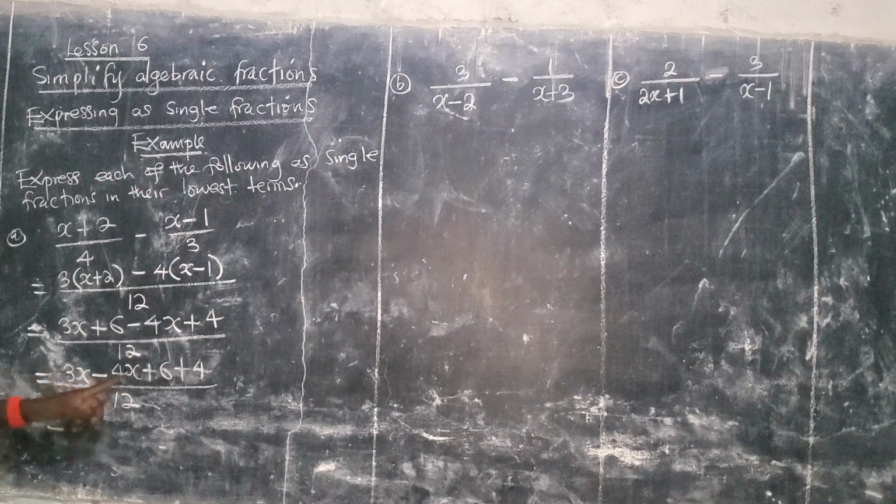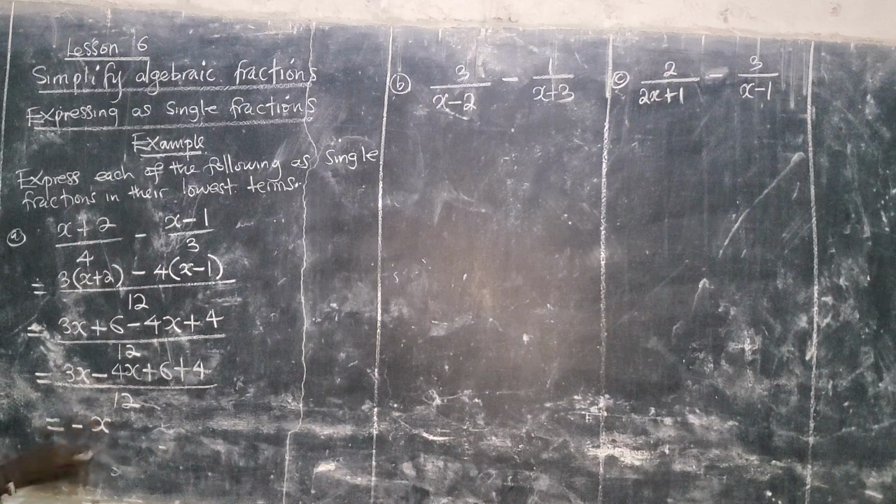In short, what is 3 minus 4? Well, the sign of the bigger number, what is it? Negative. So negative 1. So in short, negative what? X. Plus what? 10. 6 plus 4. Over what? 12. Like that. That's the answer. No more adding. We can't add because these two are unlike terms. So we cannot add.